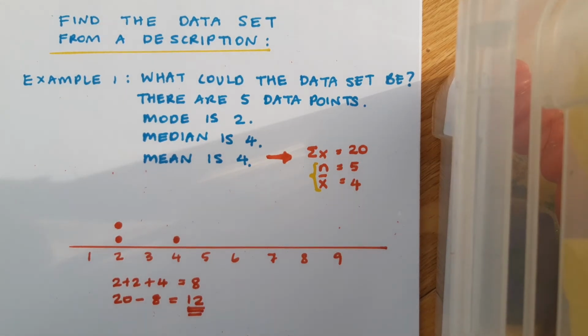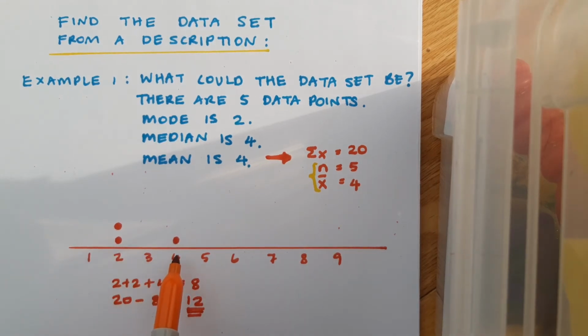Don't forget, when I'm choosing these, I have to bear in mind that 2 must be there the most and 4 must stay in the middle. Take a moment to think about this piece of information and your line plot and see, can you identify which 2 points would be correct in creating this data set?